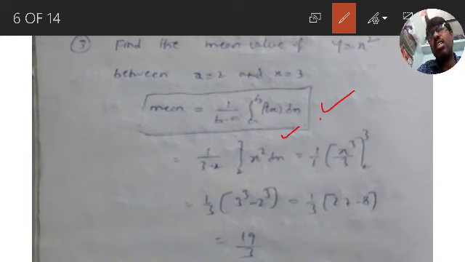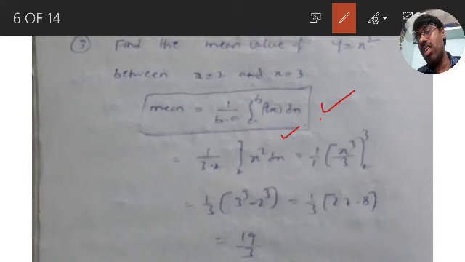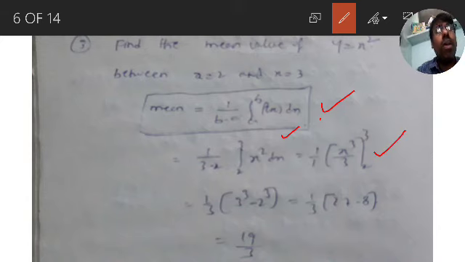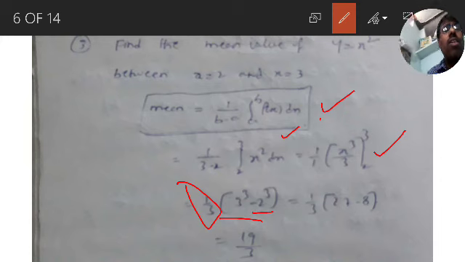The integration of x to the power n is x to the power n plus 1 by n plus 1. So the integration of x square is x power of 3 by 3. So what do you get? 1 by 1 times x power of 3 by 3. By the fundamental theorem of integral calculus, integrate, then upper limit minus lower limit. 1 by 3 constant outside, upper limit 3 cube, lower limit 2 cube, 27 minus 8, it is 19. 19 by 3 is the answer.